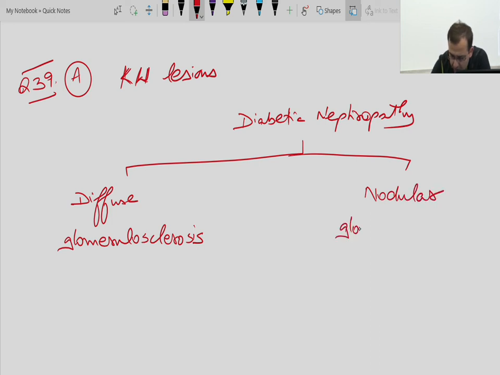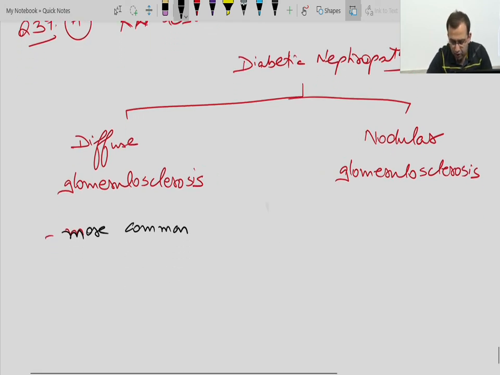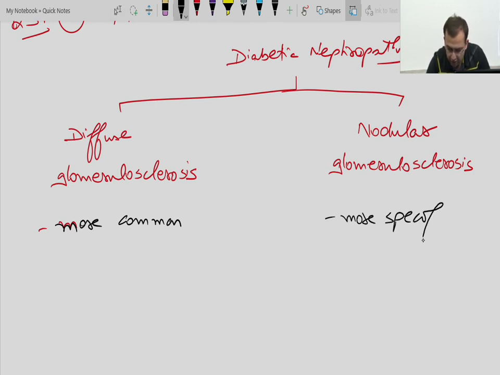Diffuse glomerulosclerosis and nodular glomerulosclerosis. Which is more common? Diffuse glomerulosclerosis is more common. However, nodular glomerulosclerosis is more specific in nature.